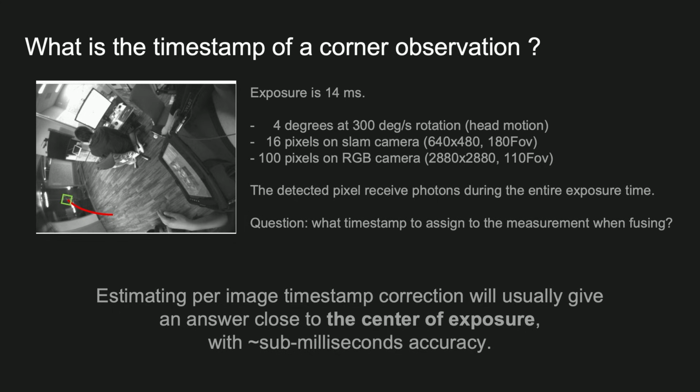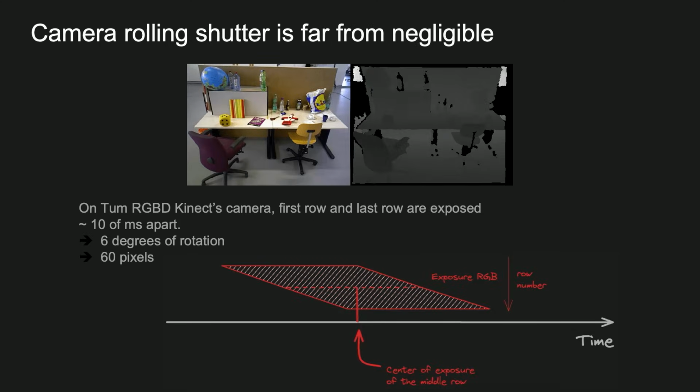But some millisecond is actually way, way smaller than the 40 milliseconds of the exposure. For instance, if you have a camera like the camera from the 2 RGBD dataset a lot of people are still using for evaluating SLAM, this camera has a rolling shutter. What it means is the first row and the last row are not exposed at the same time. They are actually 20 milliseconds apart. Now, those 20 milliseconds mean 6 degrees, and those 6 degrees mean 60 pixels.